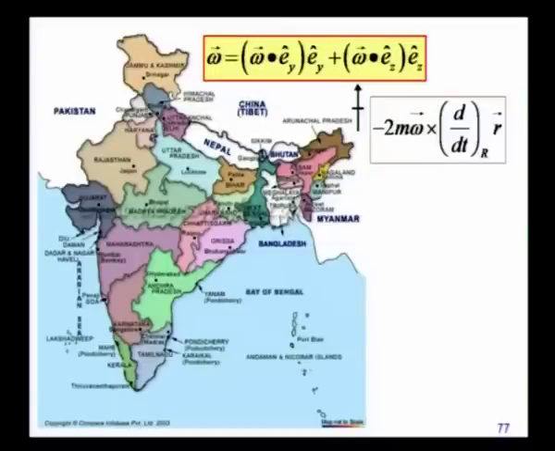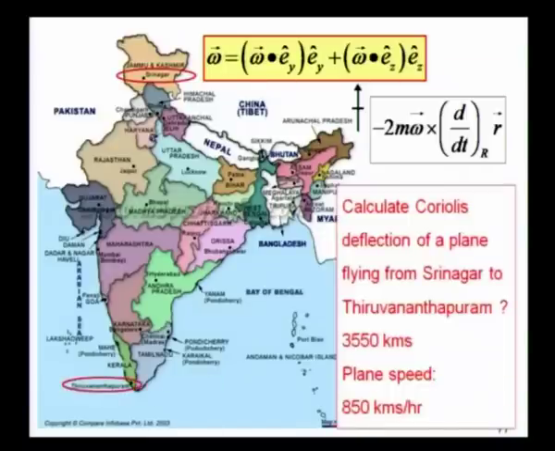This is of importance even for plane travel, and I will leave this as an exercise: you may determine the Coriolis deflection of a plane which is flying from Srinagar, which is here, to Thiruvananthapuram, which is over here, and you cross a distance of 3550 odd kilometers. If the plane speed is like 850 kilometers per hour, you can see that it is traveling mostly north to south, and it is a good exercise for you to work out and estimate the Coriolis deflection that this plane would undergo.